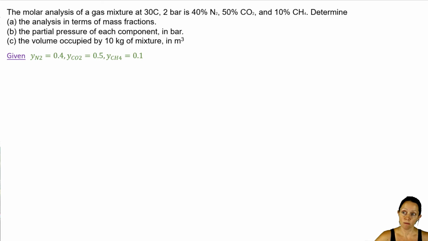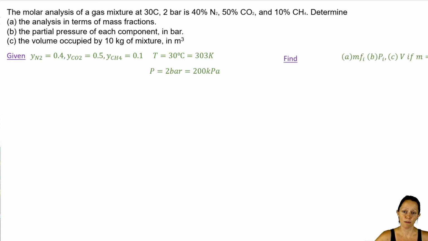So we are given the molar analysis, and it gives us these percentages, so it's the mole fraction. So you've got 0.4, 0.5, and 0.1 for the components: nitrogen, CO2, and methane, CH4. And then you know the temperature of the mixture, which if we're using Dalton's model, we're going to say is the same temperature as the components. And then we're also given the pressure. The pressure is 2 bar, or 200 kilopascals, if we want to put it that way.